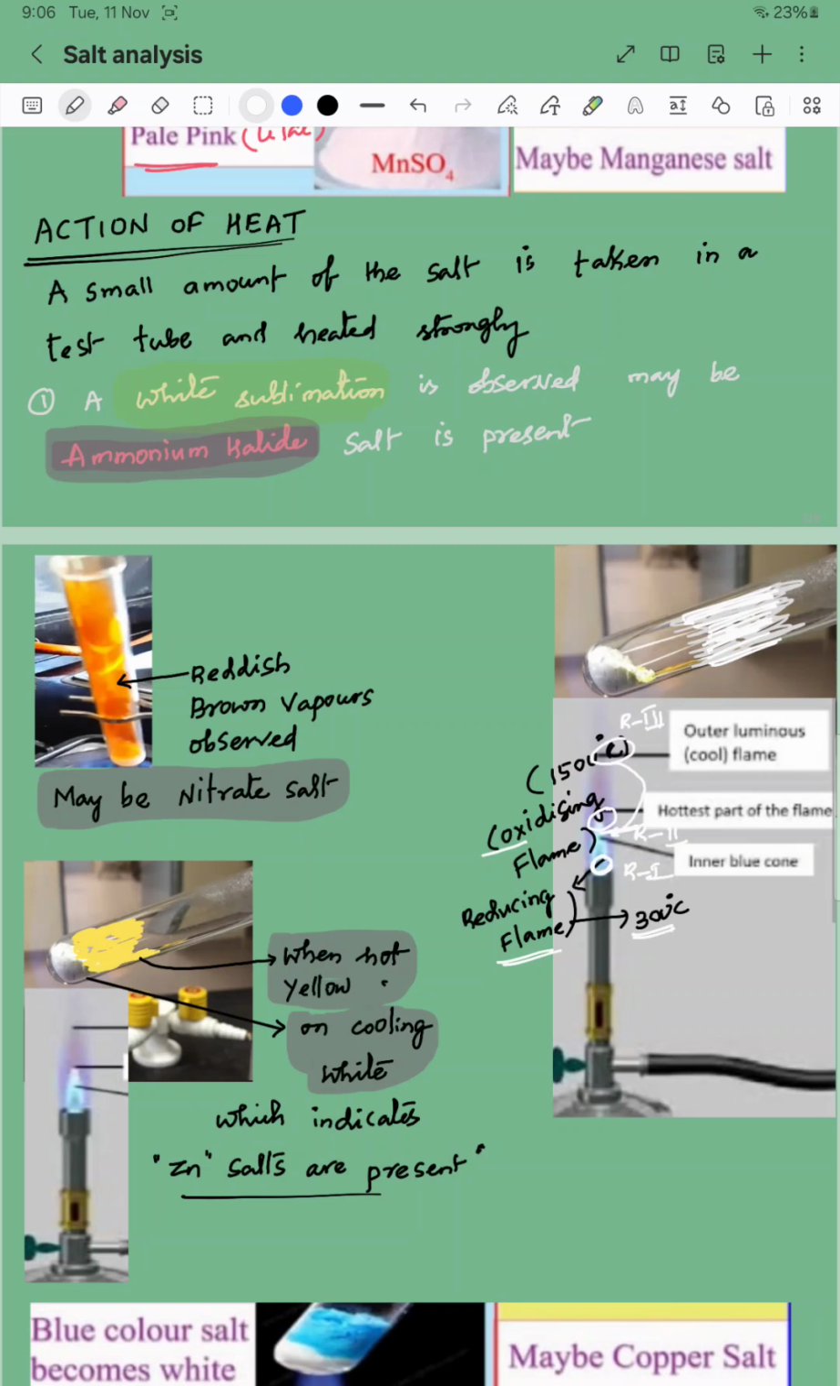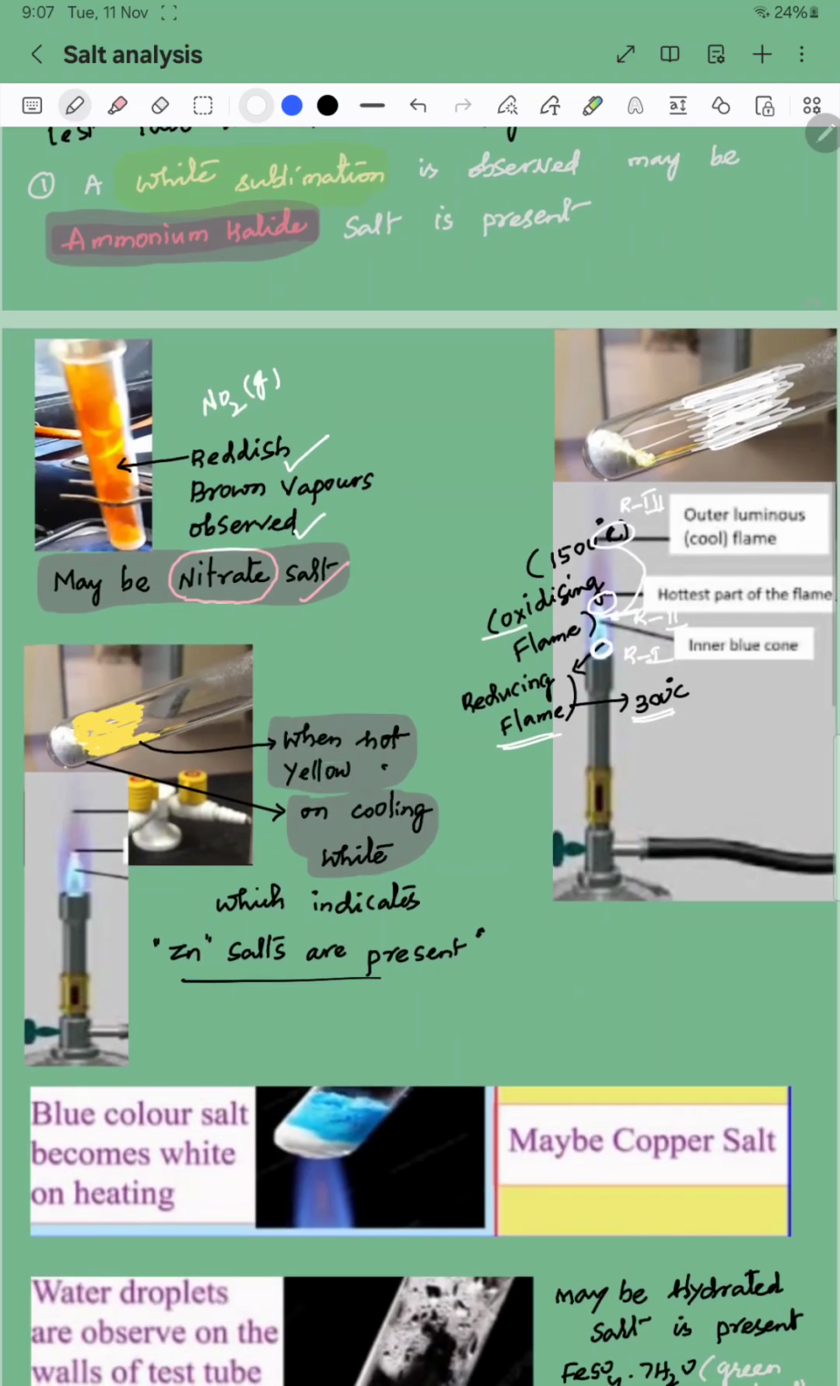Now this is the action of heat. If white sublimation is observed, maybe ammonium halide is present. Next, take the sample and heat strongly. If reddish brown vapors are observed, recognize that a nitrate salt may be present, because it will produce NO2 gas. That way you can recognize that nitrate is present.